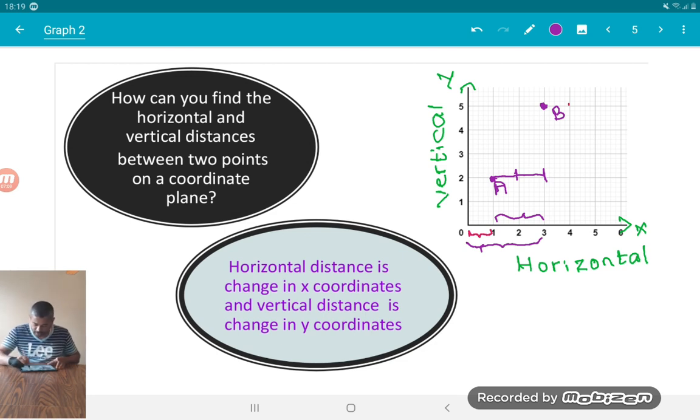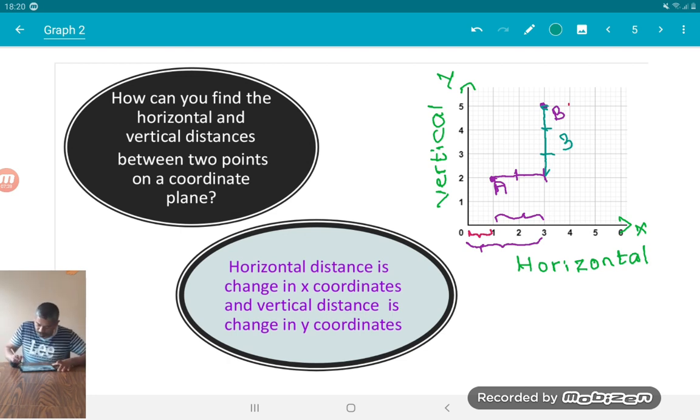Now, let us look at the next one. The next one is vertical distance. How can we find the vertical distance? The vertical distance is this one. Yes. How many units is that? That's 1, 2, 3 units. Yes. How can we get that one?